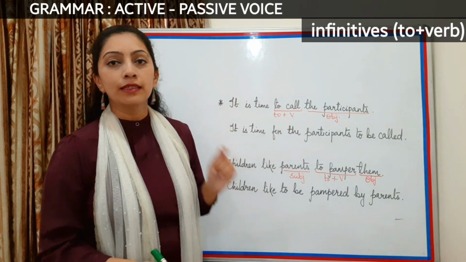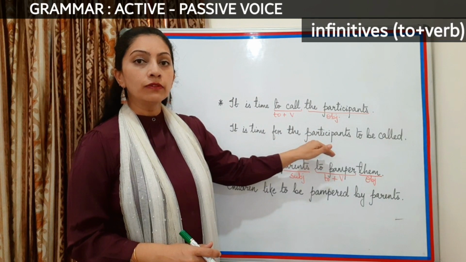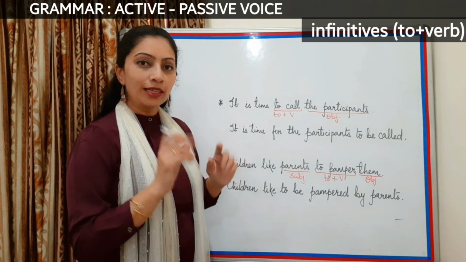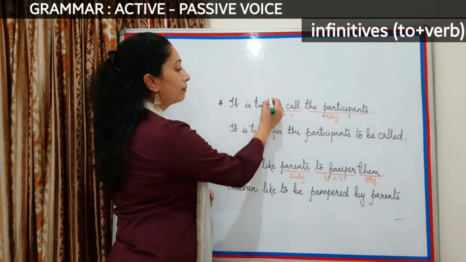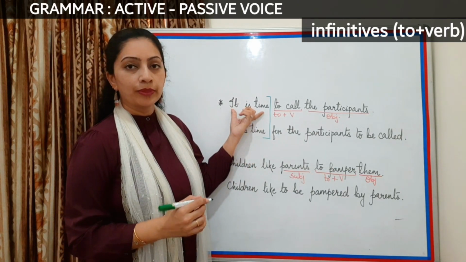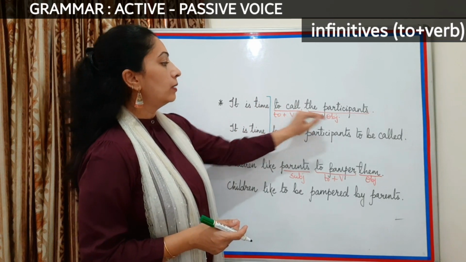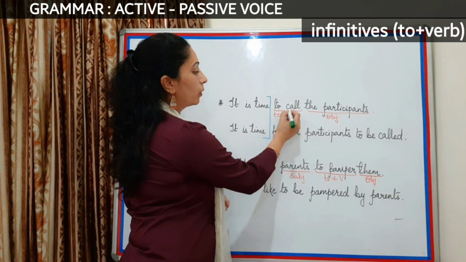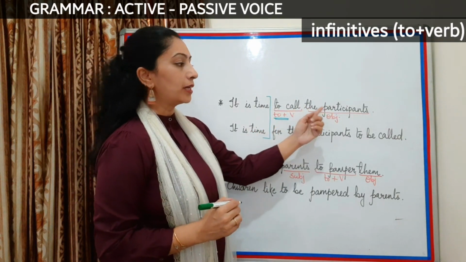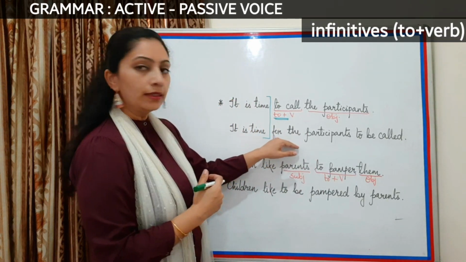Now this sentence is a little different because there is no subject here. For a sentence to be changed into passive, the compulsory thing is to have an object, which we already have. So let's do this one. It is time. Now this part will remain as it is. We are not going to change this because this is not a subject. It is extra information. Next, let's move on to verb and object. Now if you look here, to call is the combination of to and verb, and the participants is object. So as per the rule, the object will come first, as the subject.